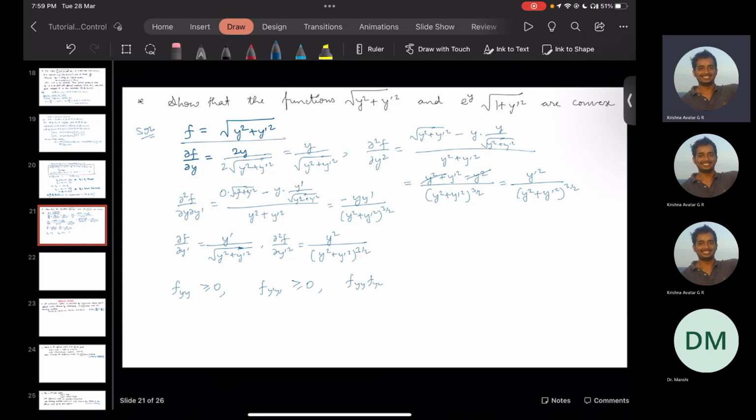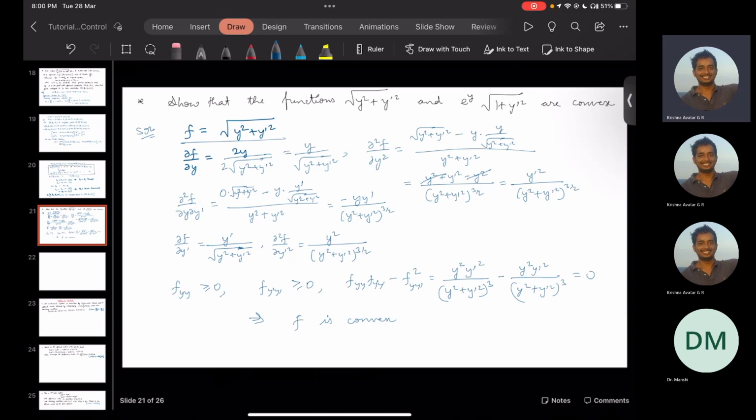What about f_yy' minus, f_yy' squared? This gives us y squared y prime squared divided by, and this will give us y squared y prime squared. Look at this, and then we'll have this is identically 0. So this means that our f is convex.